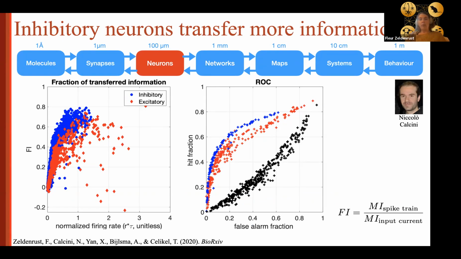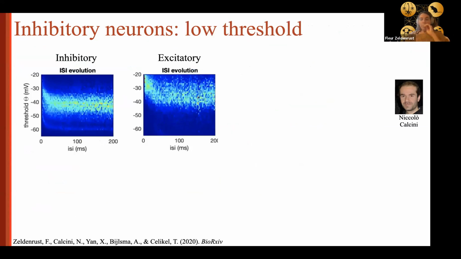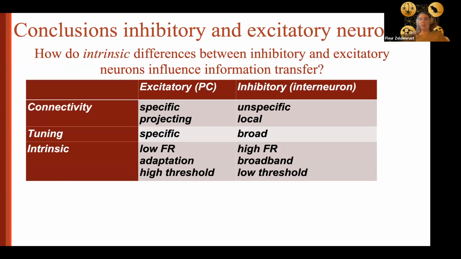Inhibitory neurons are here blue, excitatory neurons are red. And what you see is that these inhibitory neurons, surprisingly enough for me, transfer more information. So their spike trains contain more information, even though they are not the ones connecting to the next level. So the excitatory neurons are much more selective in what kind of information they send than the inhibitory neurons. What you see also is that the excitatory neurons have a much higher threshold, which is kind of expected because those are the ones that fire much lower.